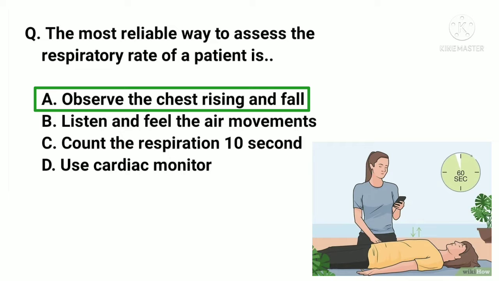The respiration rate is the number of breaths a person takes per minute. The respiration rate is usually measured by counting the number of times your chest or abdomen rise over the course of 1 minute.